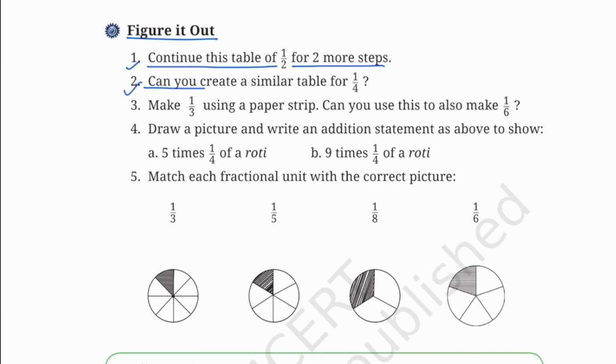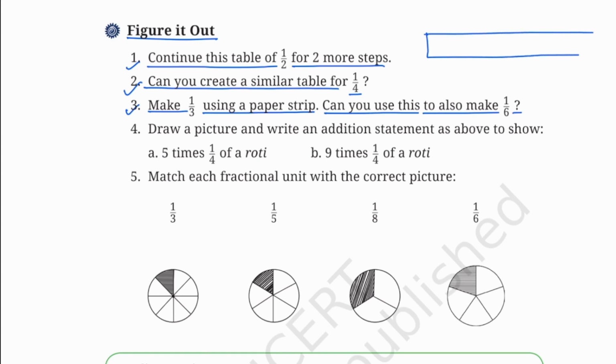2. Can you create a similar table for 1 upon 4? Try doing that. 3. Make 1 upon 3 using a paper strip. Can you use this to also make 1 upon 6? Yes, you can do that.